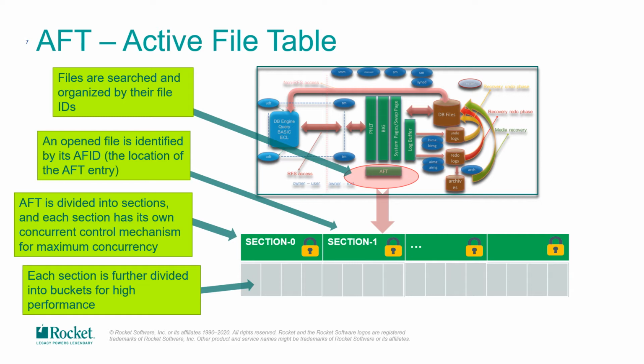If we look at the details of the AFT, it is organized by sections. It is evenly divided into some sections. Each section has its own concurrency control. And within each section, we have another layer of hashing. So these 2 layers of hashing help our performance.